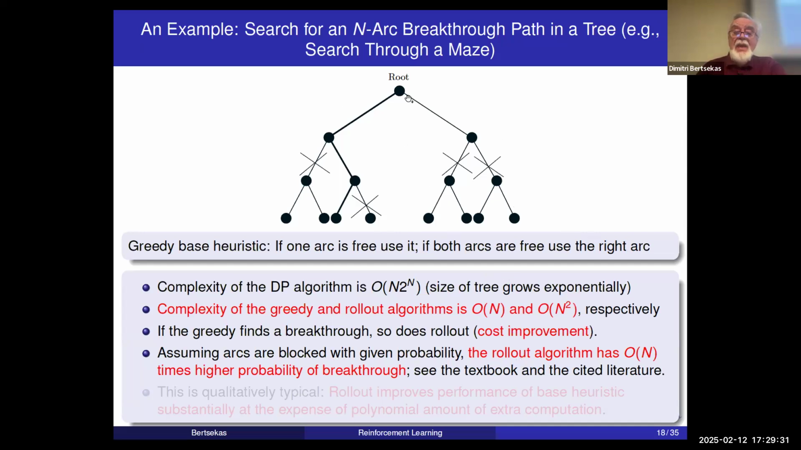It has a probability of succeeding within this ensemble of problems. The same is true for the Bayes heuristic. It also has a probability, but the probability of success of the rollout algorithm is O to the n higher than the probability of the Bayes heuristic. So not only does it find a breakthrough whenever this is possible by the Bayes heuristic, but when it finds one for other problems where the Bayes heuristic does not succeed, it finds it with a much higher probability, O to the n higher. These are typical performance numbers for rollout algorithms in discrete optimization problems.